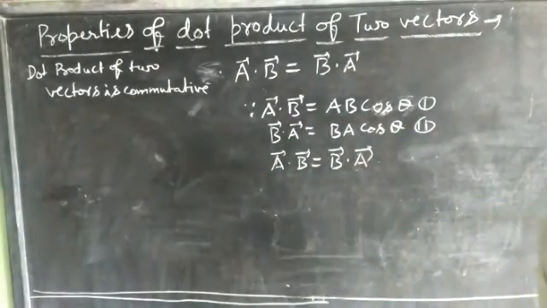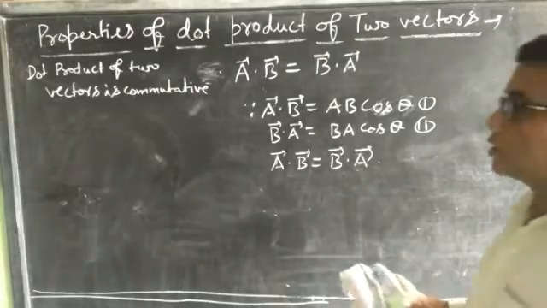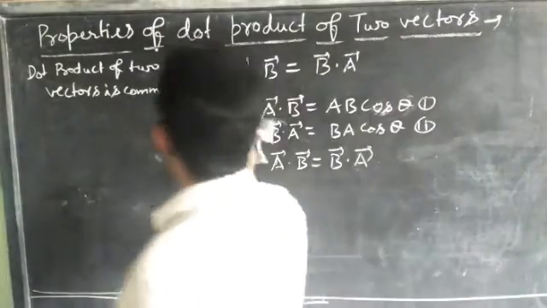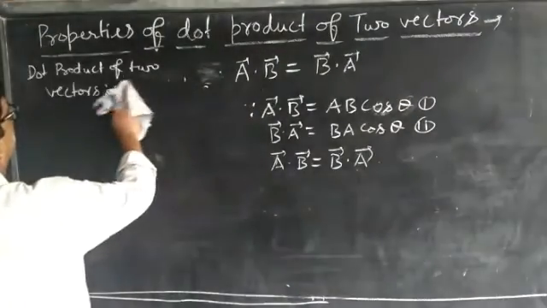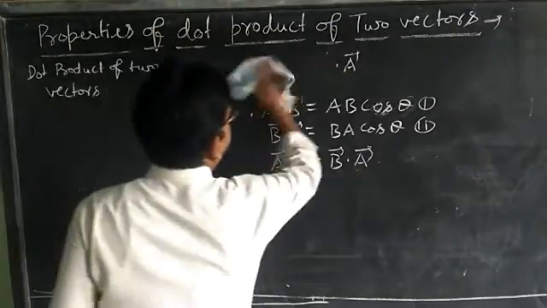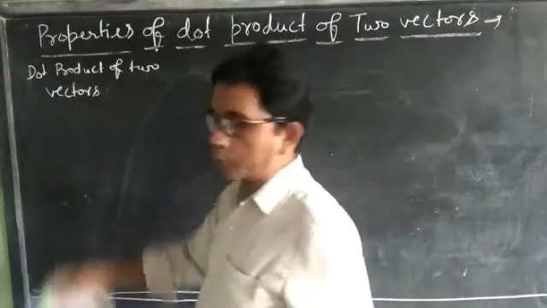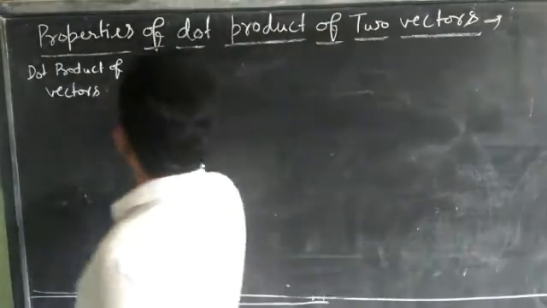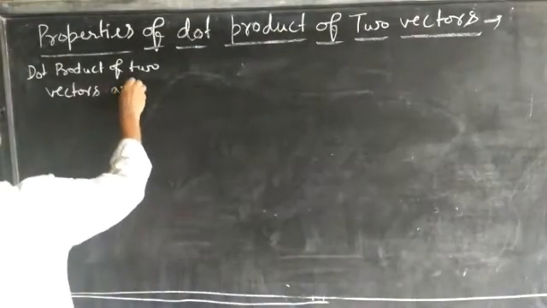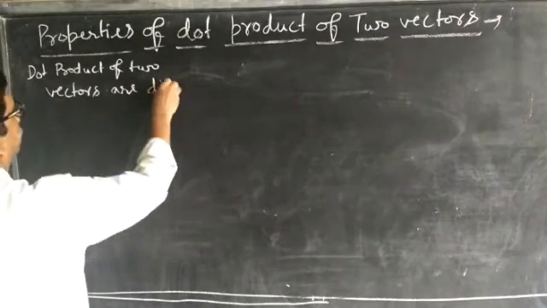Now the dot product is distributive. The dot product of two vectors is distributive.